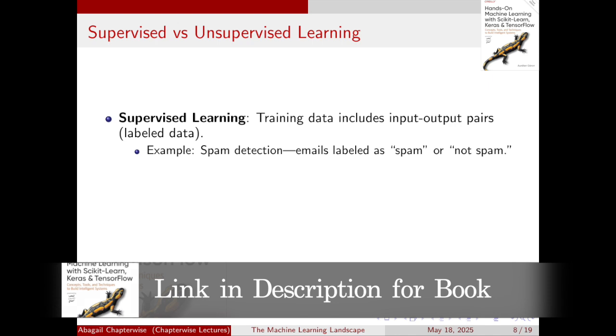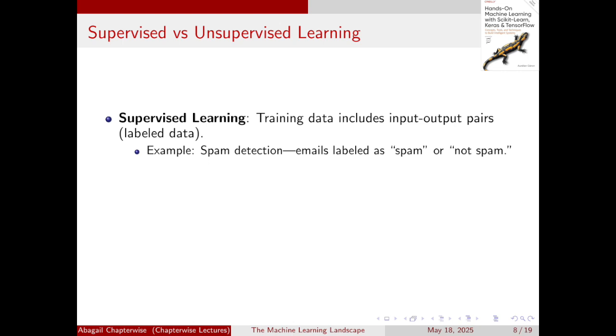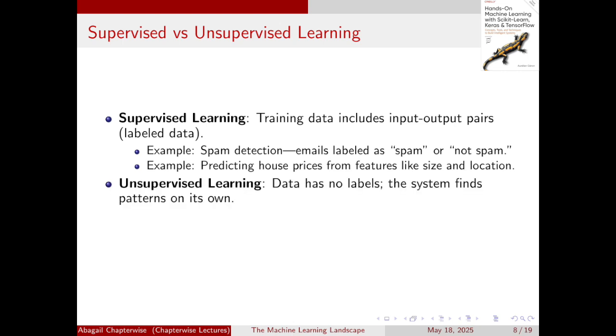Take spam classification as an example. Each email in the training set is labeled either spam or not spam. The input to the model is the content and metadata of the email, things like the subject line, sender address, and message body. The model learns from these labeled examples to predict whether a new email should be classified as spam. Another example is housing price prediction, where the input features might include square footage, number of bedrooms, and location, and the output label is the house's sale price. Given enough examples, the model learns how changes in input features affect the output and can then estimate prices for new properties.